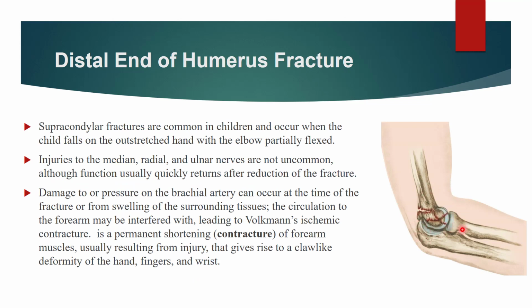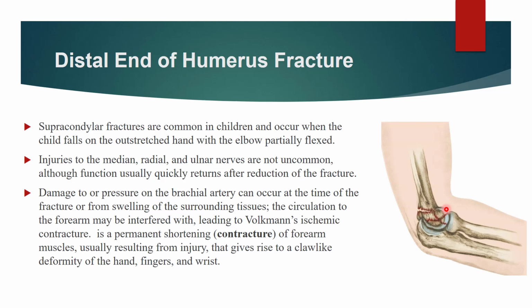Distal end of the humerus can be fractured. Supracondylar fractures are very common in children and they occur when the child falls on the outstretched hand with the elbow partially flexed. Injuries to the median nerve, the radial nerve and the ulnar nerve are not uncommon, although function usually quickly returns after reduction of the fracture.